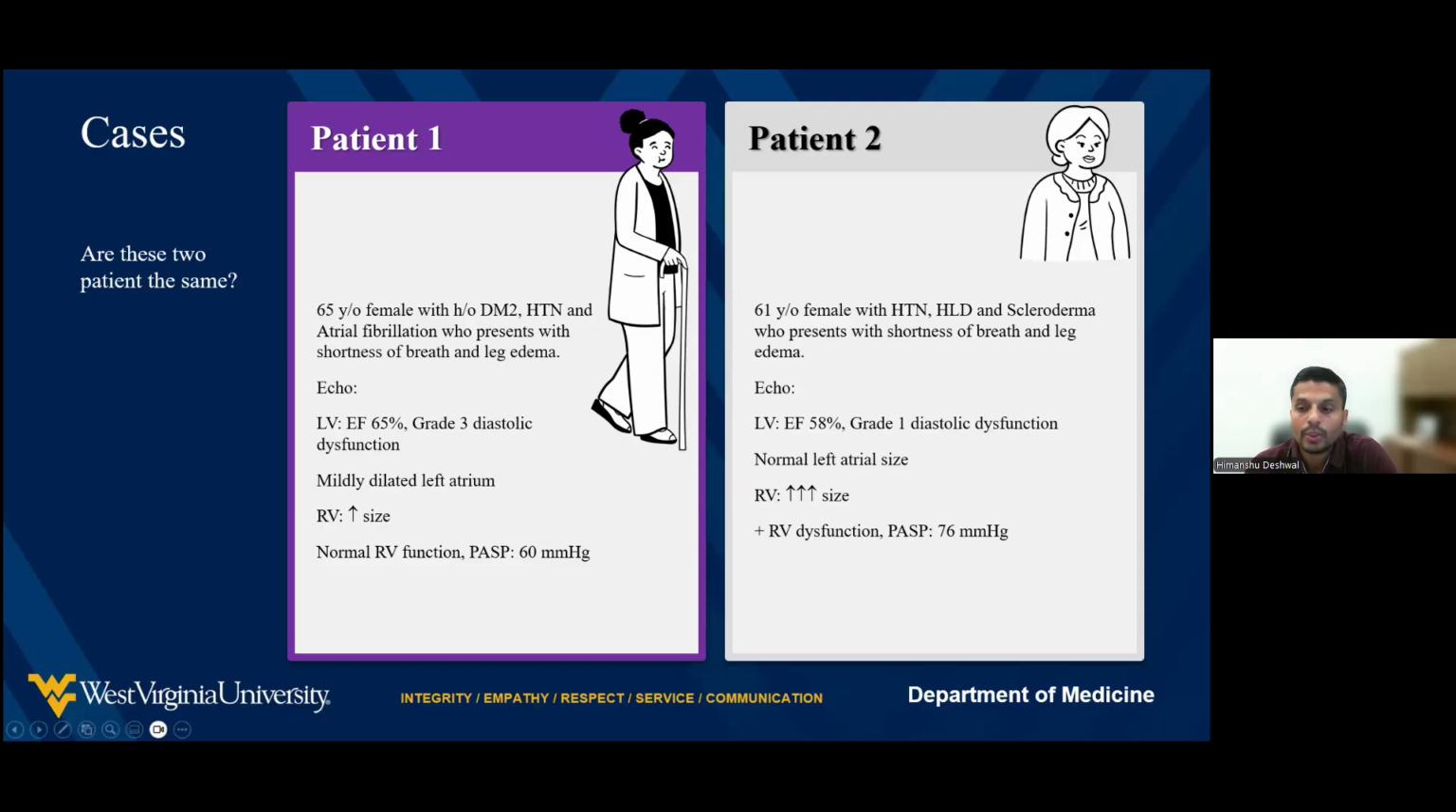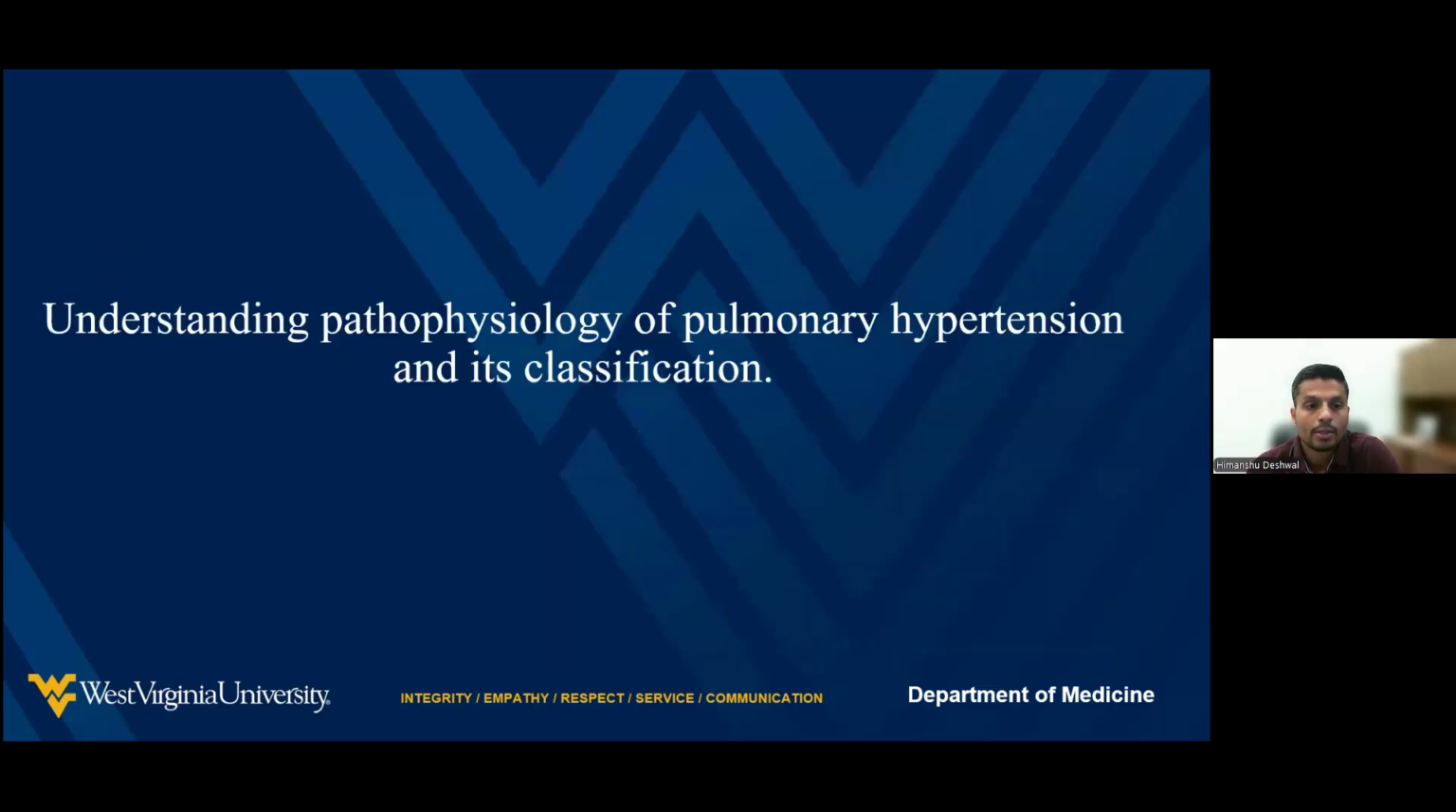So the question to you is, are these patients the same? Do they have the same type of pulmonary hypertension, or is something else going on and they need to be evaluated further to see what is going on and how you will treat it, because treatment differs significantly in these patients. So let's start talking about understanding the pathophysiology of pulmonary hypertension and its classification.